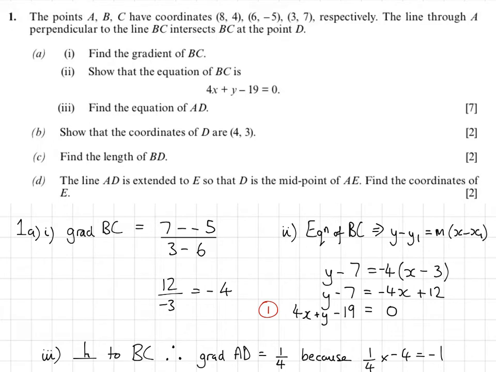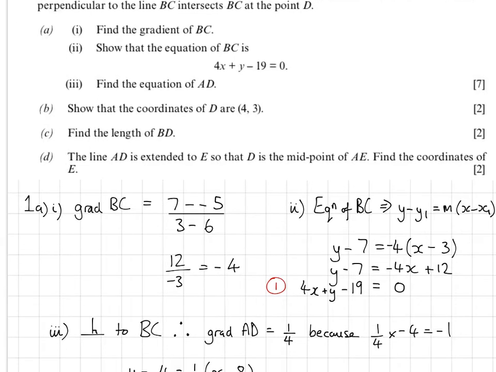Okay. For the next part, part 3, it says find the equation of AD. What I've done here is write a shorthand way of saying perpendicular. You draw a straight line, another straight line meeting it, and draw a little right angle. Perpendicular to BC, therefore the gradient of AD equals a quarter, because 1/4 times minus 4 equals minus 1, which is the condition for being perpendicular.